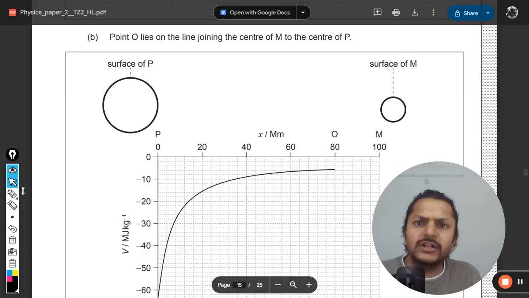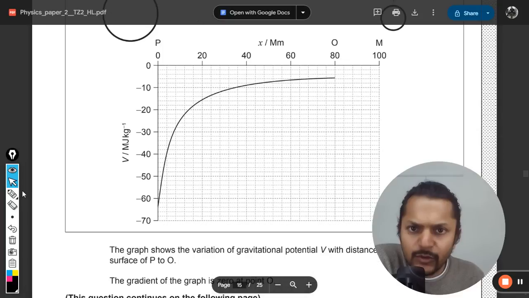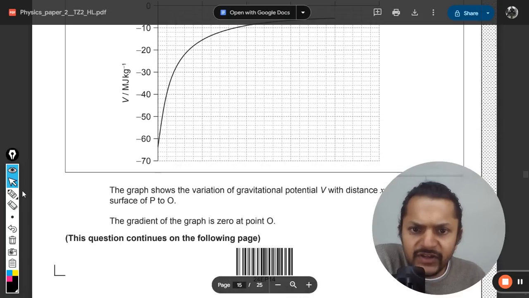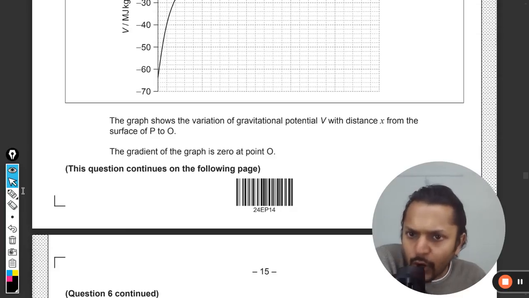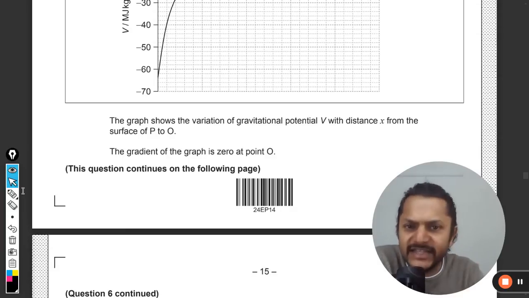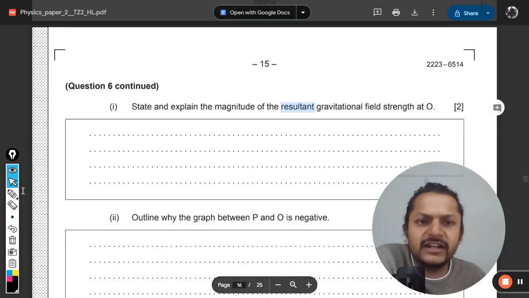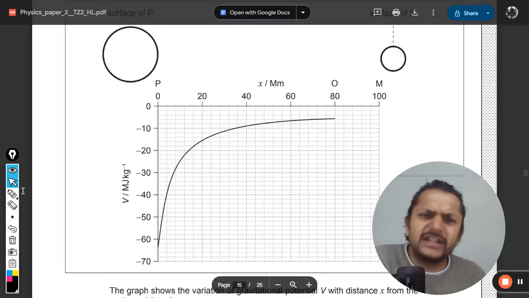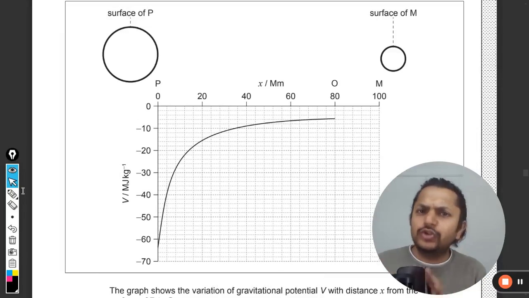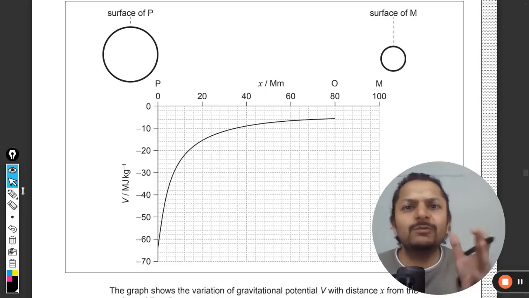Point O lies on the line joining the center of M to the center of P. The graph shows the variation of gravitational potential V with the distance x from the surface of P to O. The gradient of the graph is 0 at O. State and explain the magnitude of the resultant gravitational field strength at O. So one thing is very clear, like IB is asking too many questions from this concept. So it becomes very important for us to understand what is happening here.